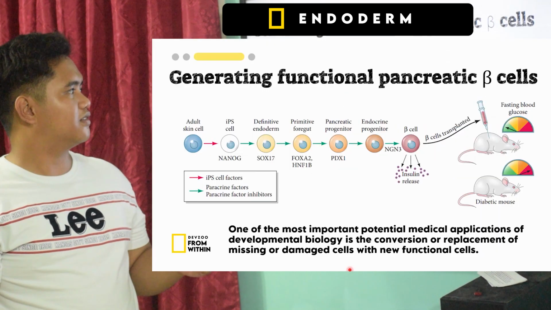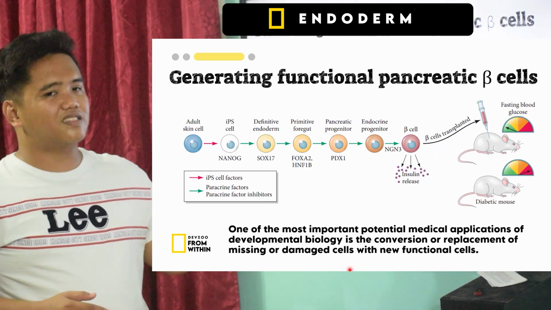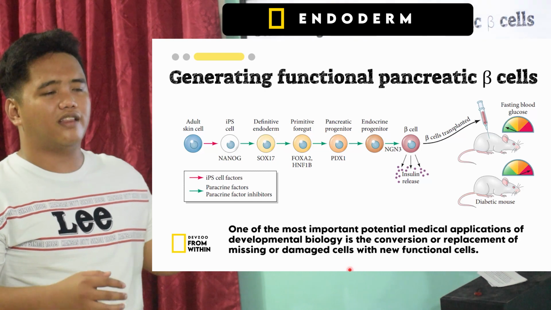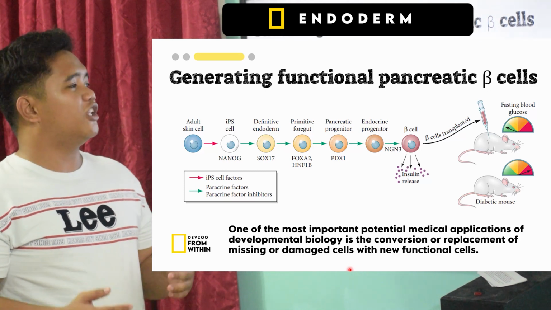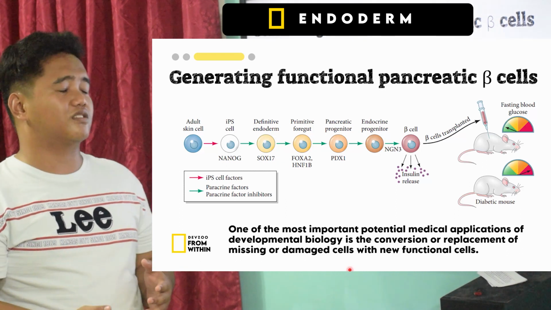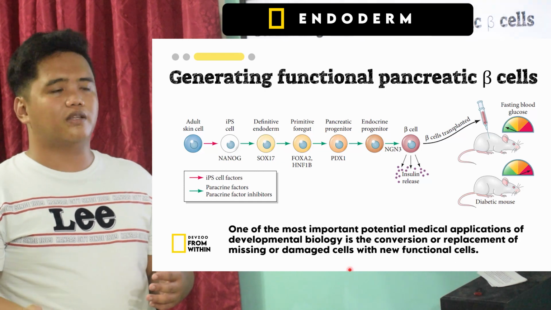PDX1. So, generating functional pancreatic beta cells. In this study, they tried to convert mature human skin cells into functional beta cells. The beta cells are the insulin-secreting cells found in the pancreas.